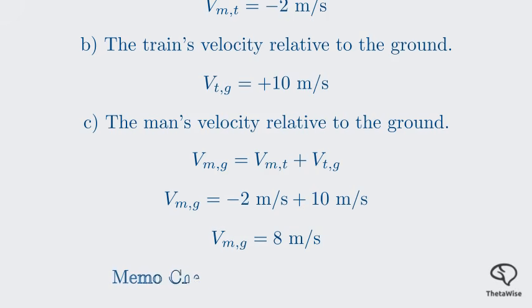The memo agrees with our answer. The man's velocity relative to the ground is 8 meters per second.